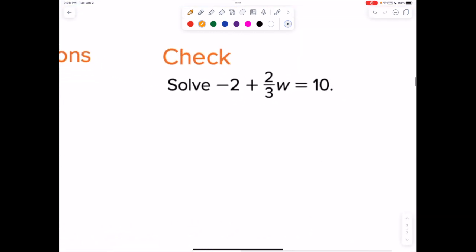Okay. All right, let's go ahead and solve this one. If you want to pause and try it, you can. It's the same idea.